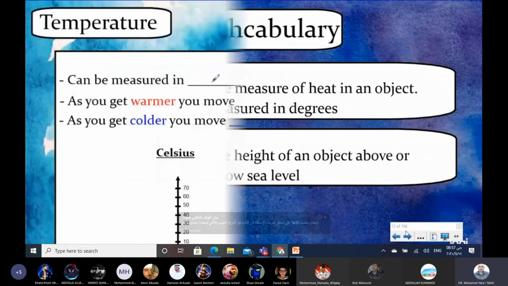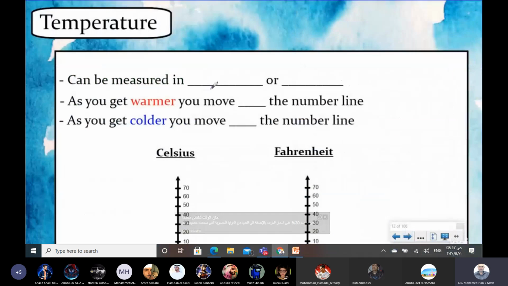But let's start with temperature. A couple things are going to be important about temperature questions. Temperature can be measured in Celsius. Celsius is the metric measurement for temperature. Basically, anywhere other than the United States and a couple other countries, they're going to measure the temperature in Celsius, or you can measure it in Fahrenheit, which is always a fun word to try to spell.